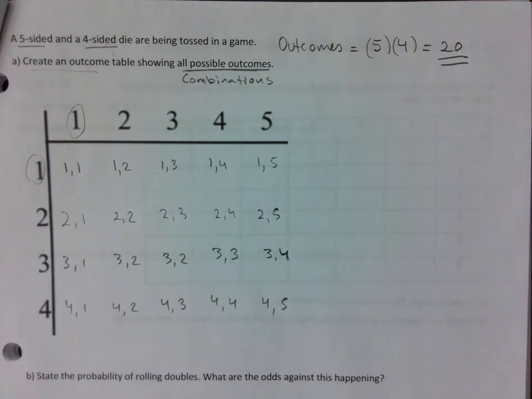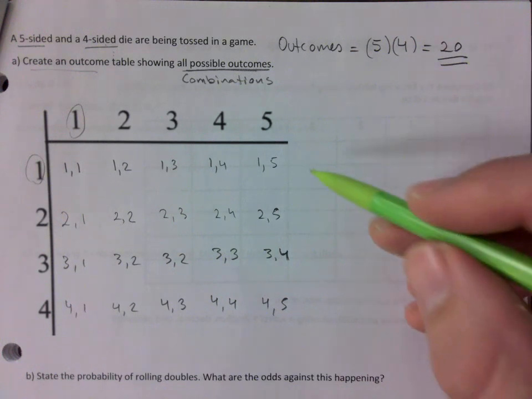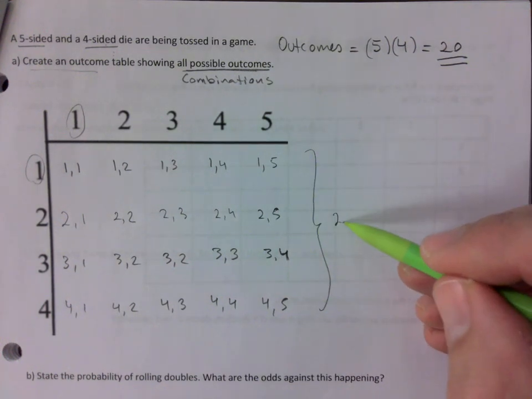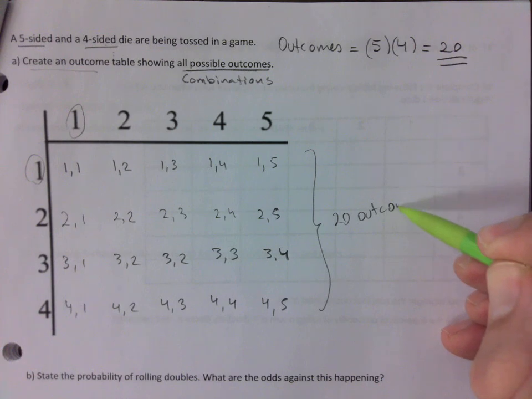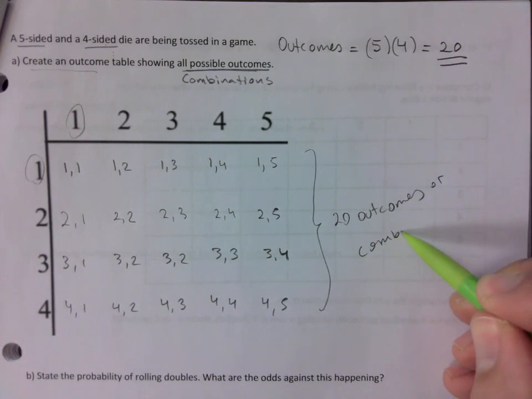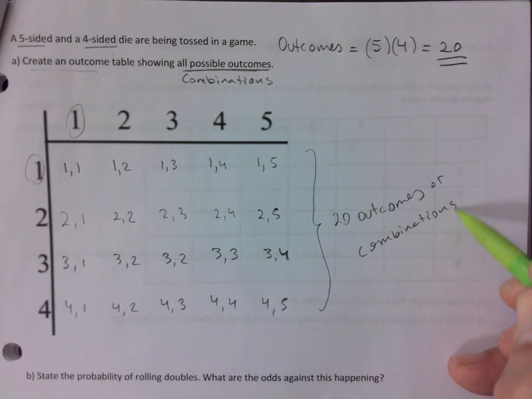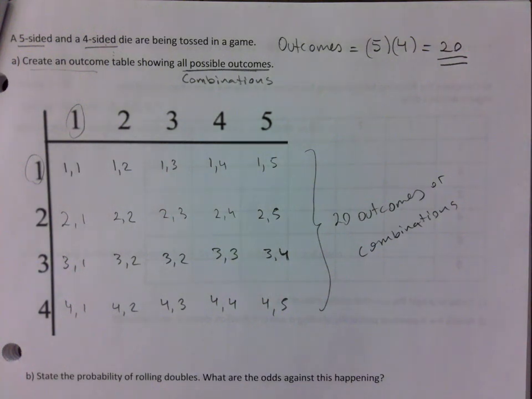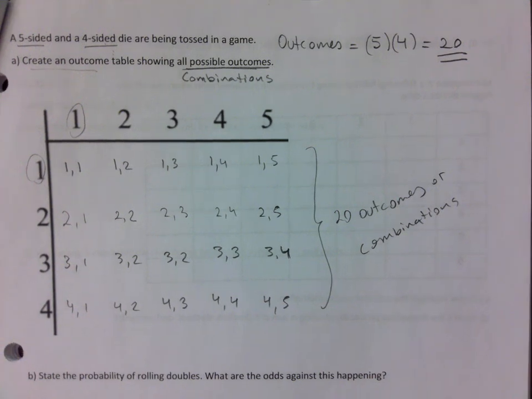Okay, so there you go. And if you count it, you would get your 20 outcomes. So that is something worth noting. 20 outcomes or combinations. And now I can ask you a whole bunch of questions. Now it's no longer a bag with a bunch of marbles in it. It's almost like 2 bags at the same time, or 2 dice, or two things happening at the same time. Okay.